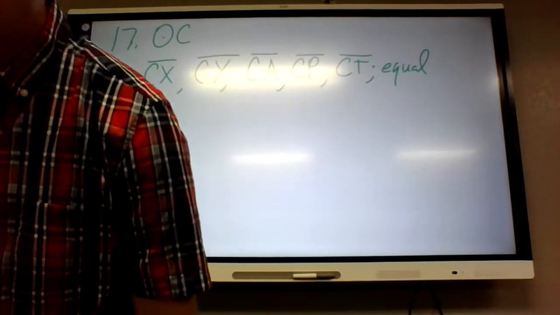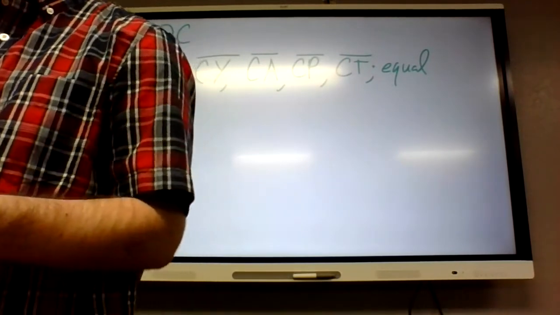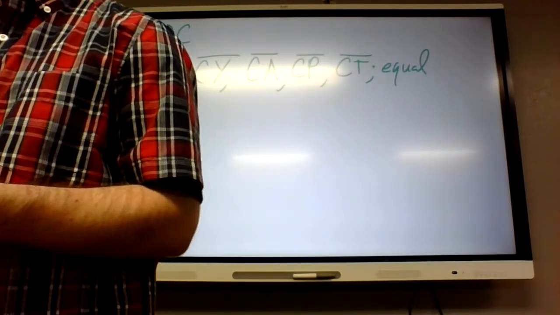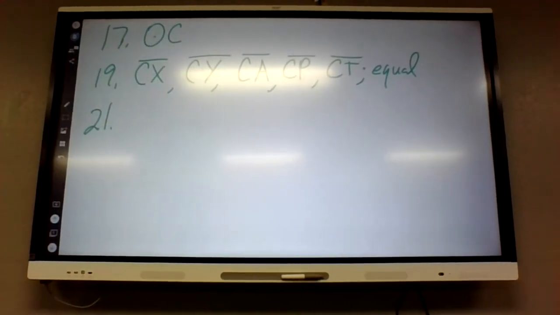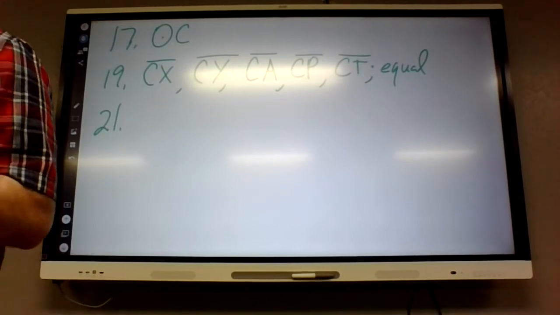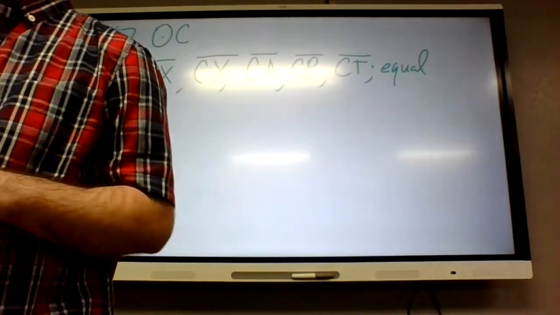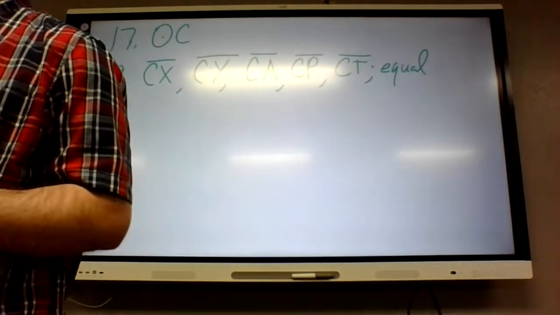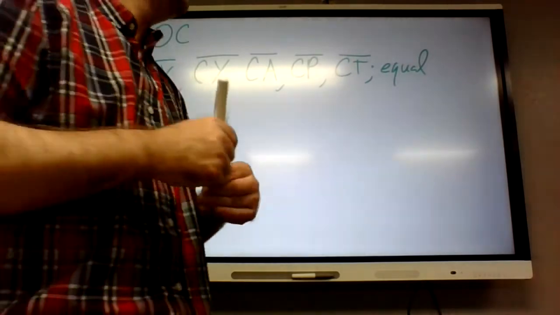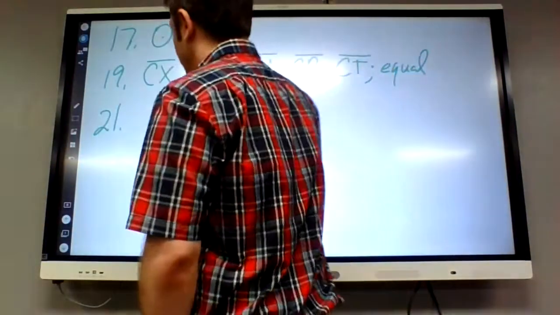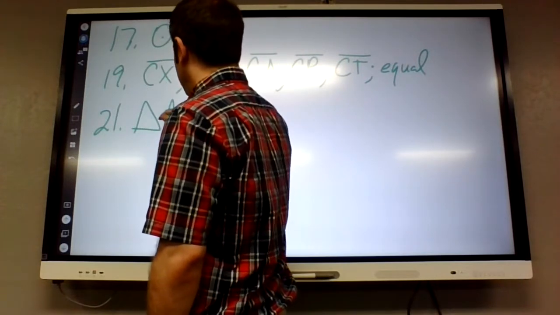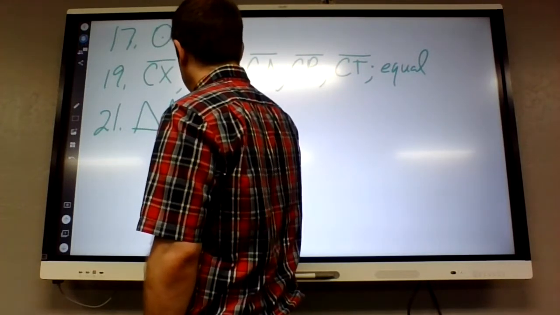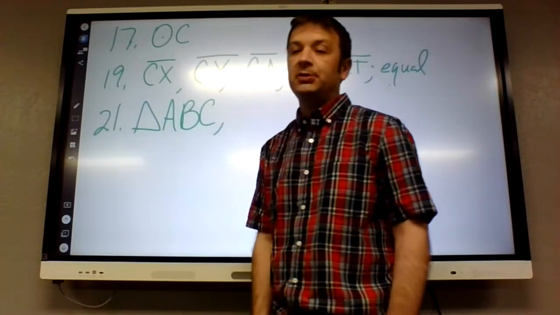Name six triangles. Okay, to name a polygon, you just use the vertices of the polygon, like the corner points around the polygon. So that little triangle on the left would be called triangle ABC. And with triangles, there actually is a symbol. Looks like a little triangle. Shocker. So it's triangle ABC. That's one of the triangles in that picture.